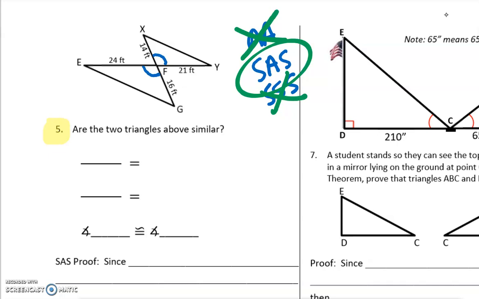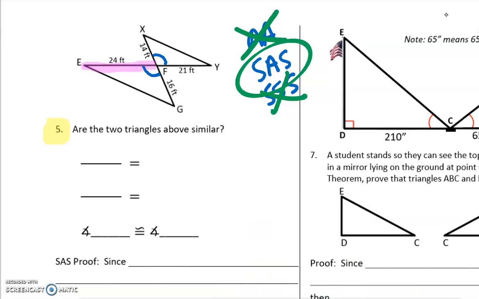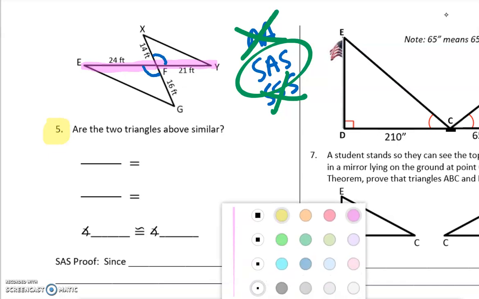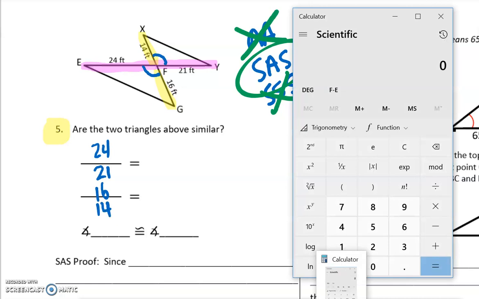We need to correspond the side lengths and check to see if they are proportional. So let's take the longest side in this first triangle, which is EF, and correspond it with the longest side in the other triangle, which is YF. And then the shorter of the two sides in each triangle is going to be GF and XF. Let's go ahead and write a ratio for each of those. So we're going to say 24 corresponds to 21, 16 corresponds to 14. And let's check if they are the same ratio.